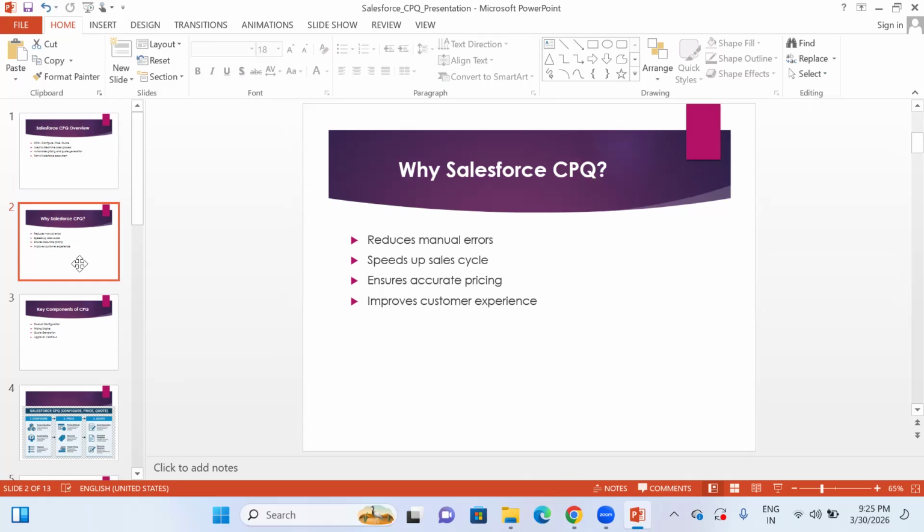Next, we can speed up the sales life cycle, while ensuring accuracy in pricing and improving customer experience. Even though organizations have other quote systems, such as quote rating or configuration systems, some companies are moving towards Salesforce CPQ so that they can speed up the sales life cycle effectively.